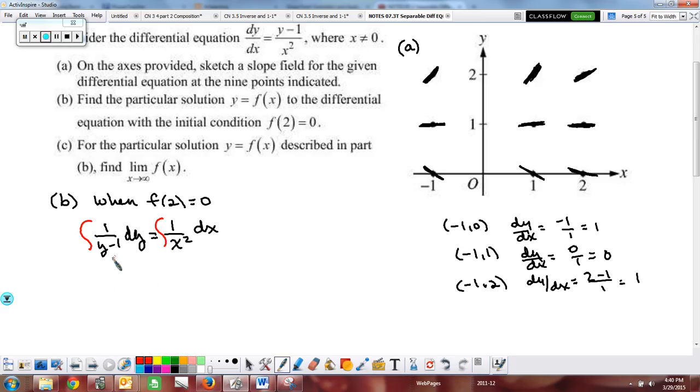Now this is log. It is a u substitution, but basically the derivative of y minus 1, if I do u equals y minus 1, du equals dy. So I can pretty much just go, hey, this is natural log absolute value, y minus 1 over here. And again, you're going to do plus c at the end.